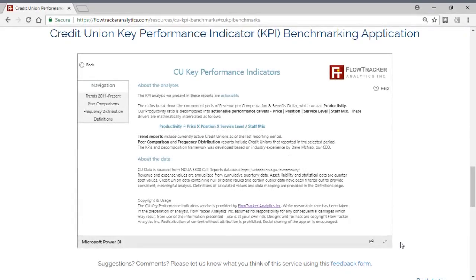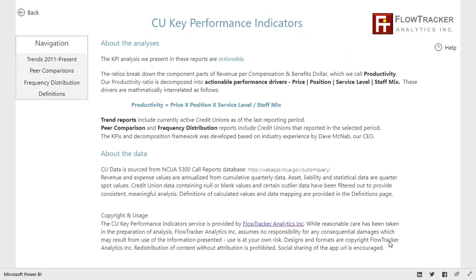The first thing you'll want to do is to maximize the screen. In the lower right-hand corner, there's a toggle. Click on it. Now we're in full screen view, which you can do from your web browser. We have the navigation menu in the upper left-hand corner, where we can look at trend reports, peer comparisons, frequency distributions, and the definitions. Let's start with the peer comparisons.